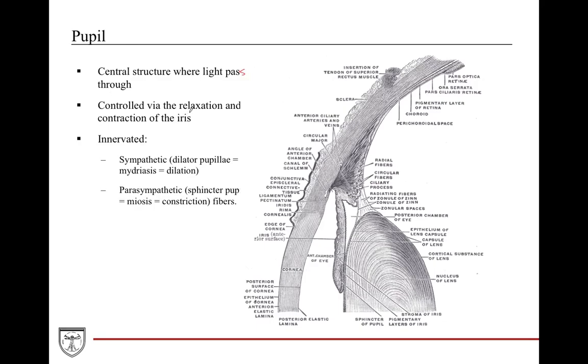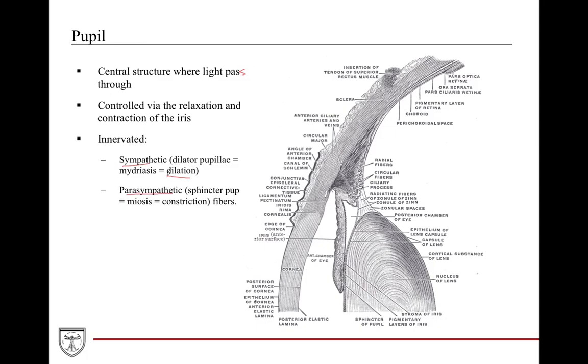It's controlled via the relaxation and contraction of the iris, and it will actually change its size. So pupillary constriction usually happens with parasympathetic innervation, and pupillary dilation happens with sympathetic. Again, think about the whole fight or flight thing, which is sympathetic, right? If you're trying to flee, you've got to find out what's the best way in which I can escape my current situation. And you need more light entering into your eye, so you need to be dilated. So that's how you know sympathetic is dilation.